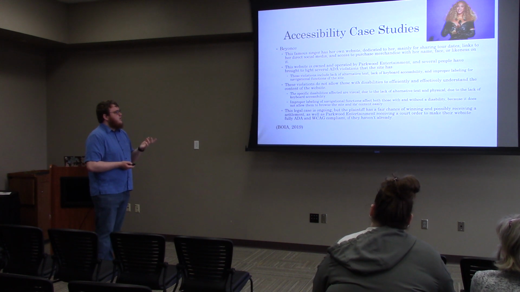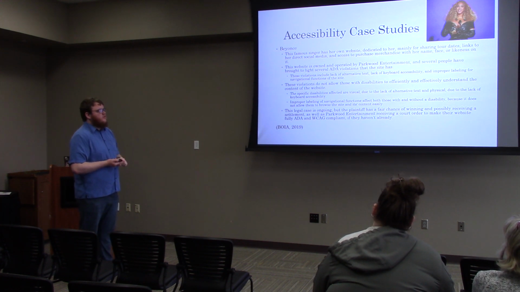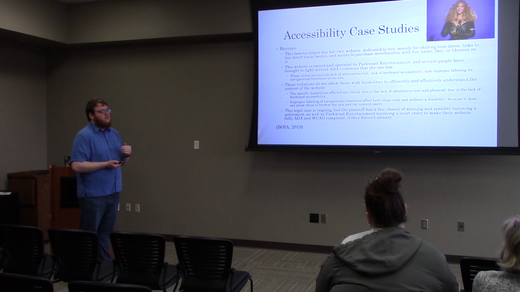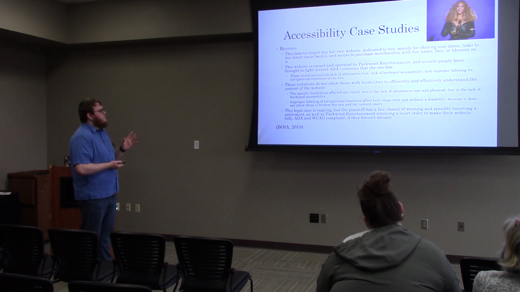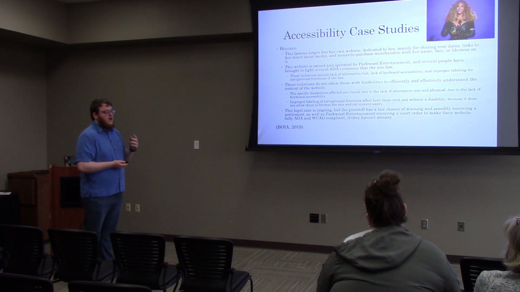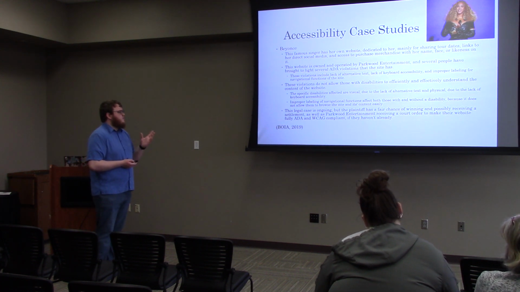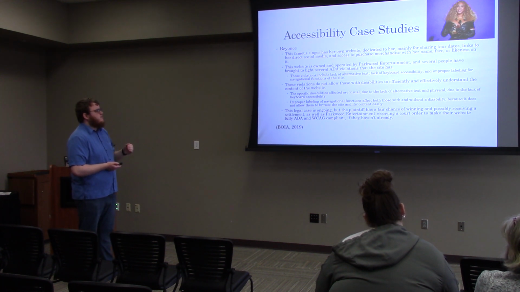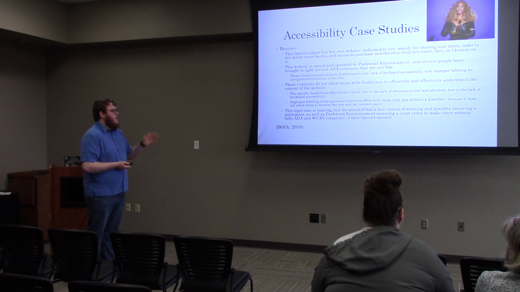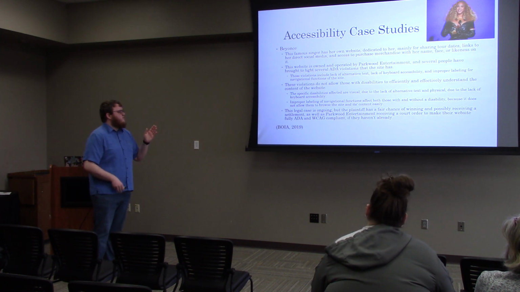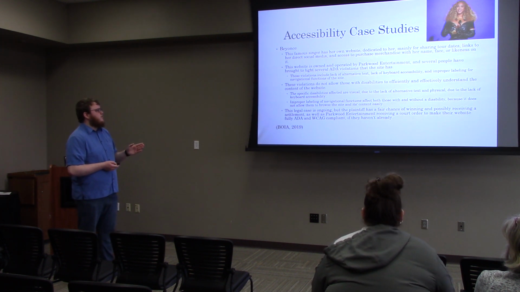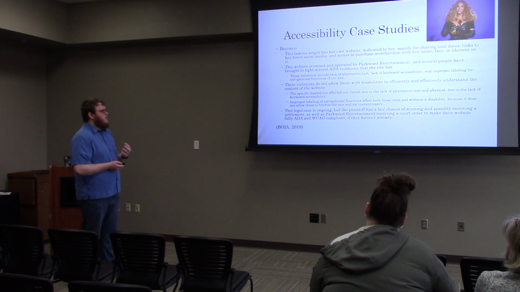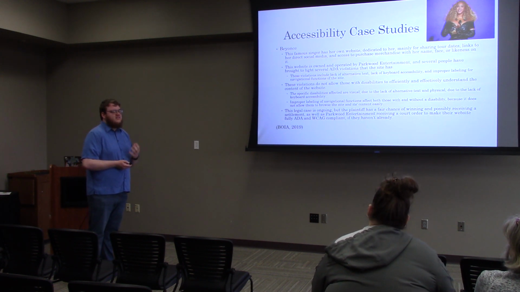the site has. These violations include lack of alternative text, lack of keyboard accessibility, and improper labeling for navigational functions of the site. These violations do not allow those with disabilities to efficiently and effectively understand the content of the website. The specific disabilities affected are visual due to the lack of alternative text, and physical due to the lack of keyboard accessibility. And the improper labeling of navigational functions affects those with and without a disability because it does not allow them to browse the site and its contents easily.